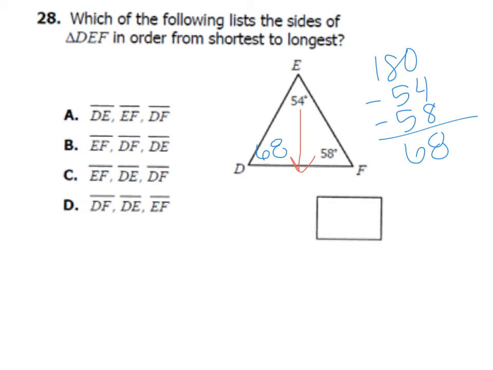The only answer choice to start with DF is answer choice D. But let's keep going and make sure the rest of this works out. The medium angle is 58, so the medium side would have been DE. And the biggest angle is 68, so the side across that is EF. So answer choice D. Make sure if it's not a multiple choice question, if it says sides, you list sides. If it asks for angles, you list your angles.